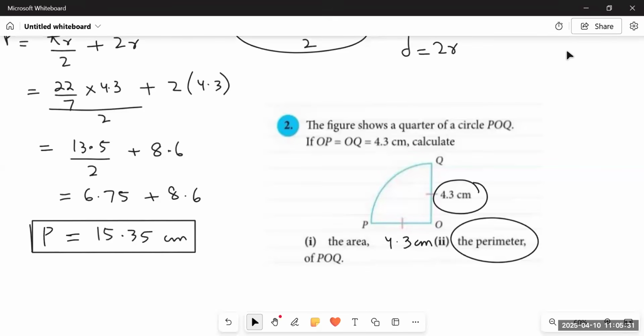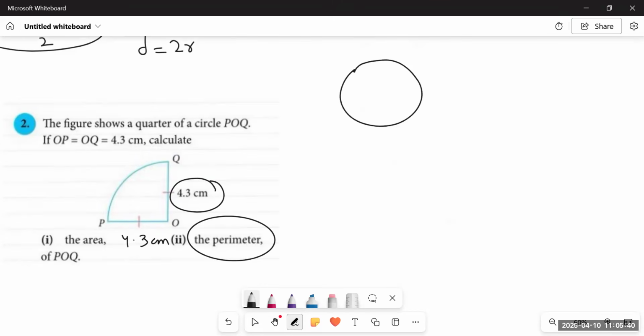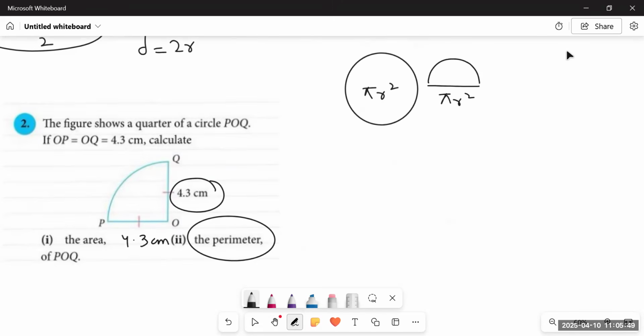Now, next we have to find the area. So students, finding the area is very simple compared to finding the perimeter, because when we talk about the area of a circle, it is simple, pi r square. Okay. So if there is a semicircle, the area would be halved and it would be pi r square upon 2. And for a quarter circle, it would be pi r square upon 4. That's it. So we will simply apply this formula for finding the area of a quarter circle.